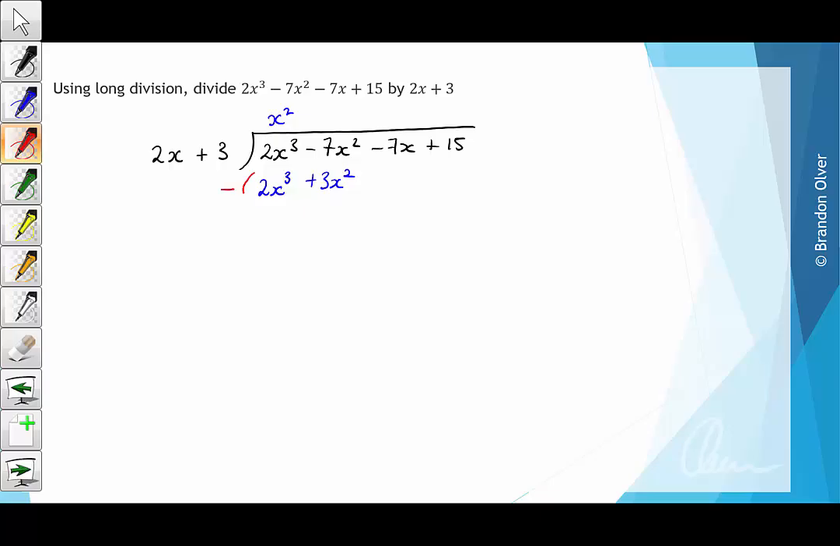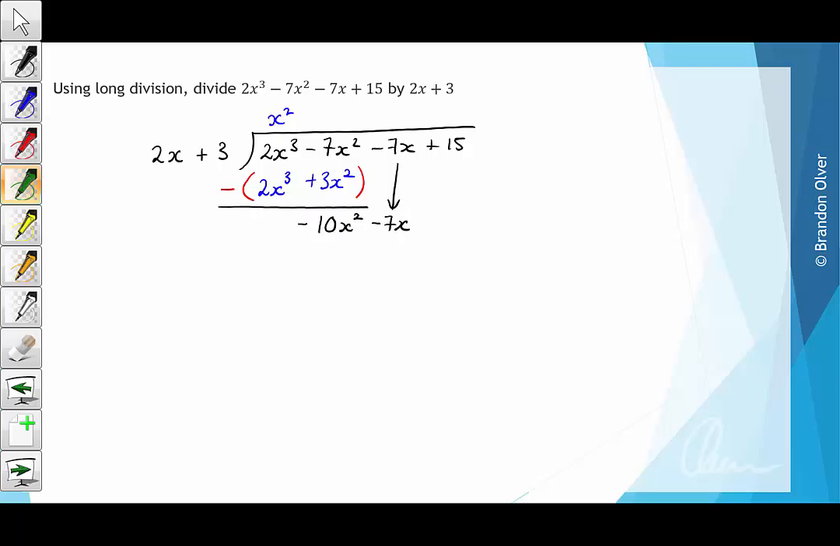Next, we're going to subtract away the terms we've just found there from the terms above. So we have 2x cubed minus 2x cubed gives 0x cubed, so that cancels. And then we have minus 7x squared minus 3x squared, which will give minus 10x squared. And then the next term, which is minus 7x, will come down for the next stage of the process.